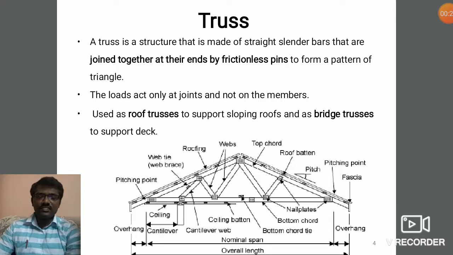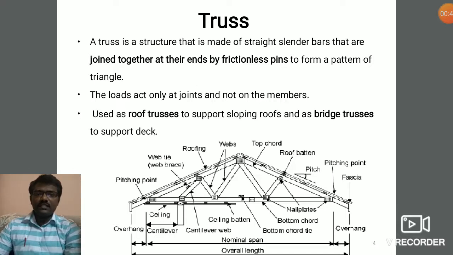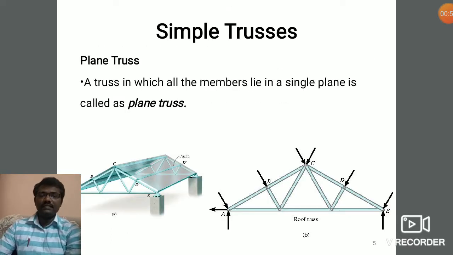A truss is a structure which is made up of several bars or members riveted together or welded together, in which the loads act only at the joints and not on the members. The truss is made up of the bottom chord member, top chord member, diagonal member and the purlin, in which the load will be acting at the joints only. It is used as roof trusses to support sloping roofs and as bridge trusses to support the deck slab.